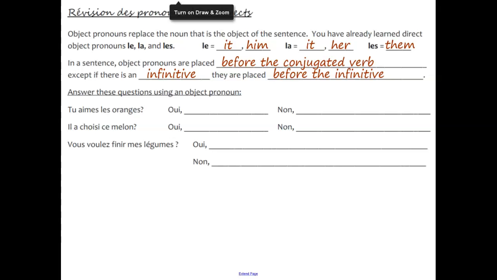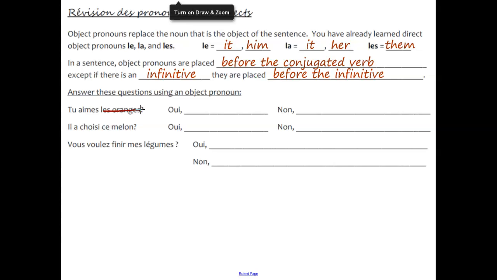And when we did this, we've actually practiced by crossing out the part that could be replaced by an object pronoun. So our step 1 is figuring out that tu aimes les oranges is asking, do you like oranges? The next part is, well, which part of that can we replace with an object pronoun? The object is whatever comes right after the verb. In this case, it's oranges, but it's not just the word orange, it's les oranges, the whole phrase.